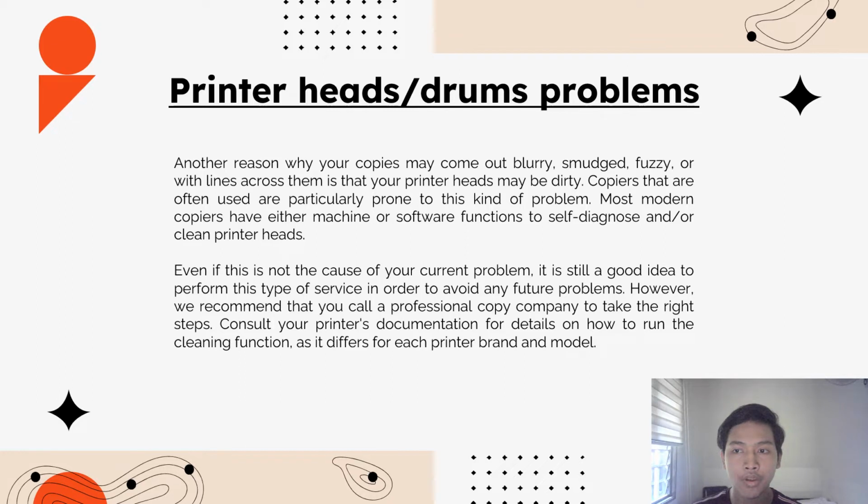Another reason why your copies may come out blurry, smudged, fuzzy, or with lines across them is that your printer heads may be dirty. Copiers that are often used are particularly prone to this kind of problem. Most modern copiers have either machine or software functions to self-diagnose and/or clean printer heads.